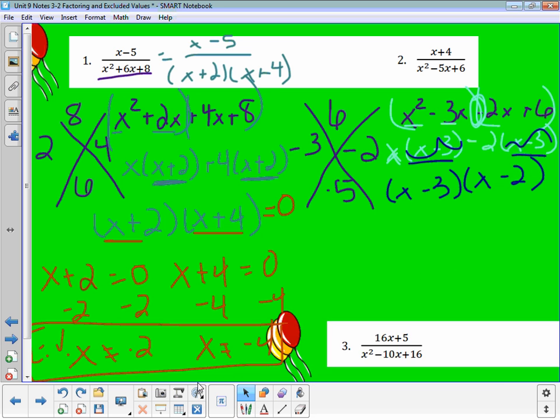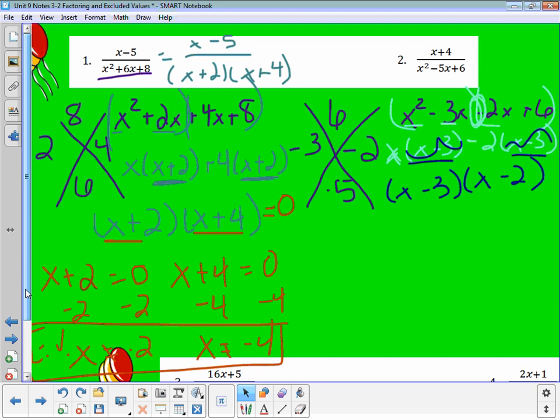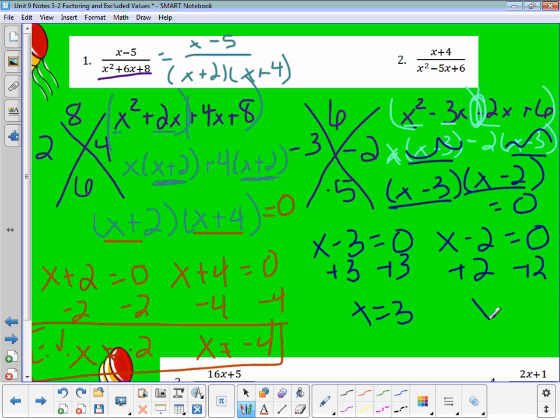So now we want to go about finding the excluded value. Okay, so we're going to take this right here and say that's equal to 0. So I'm going to take each of those factors and set them equal to 0. X minus 3 is equal to 0. X minus 2 is equal to 0. So here we're going to add 3 to both sides, and we get that x is equal to 3. Here we're going to add 2 to both sides, and we get that x is equal to 2.